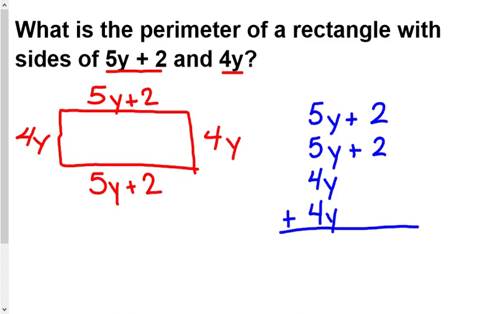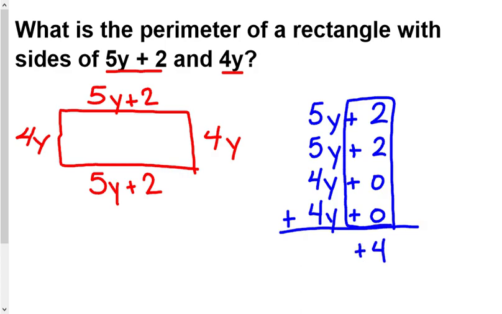And if it helps you to put a +0 here so that you don't have empty space, you can certainly do that. So now that I've grouped my like terms, this is going to give me +4 here. And then 5y plus 5y is 10y, plus 4y is 14y, plus another 4y is 18y. So my perimeter equals 18y plus 4 units.